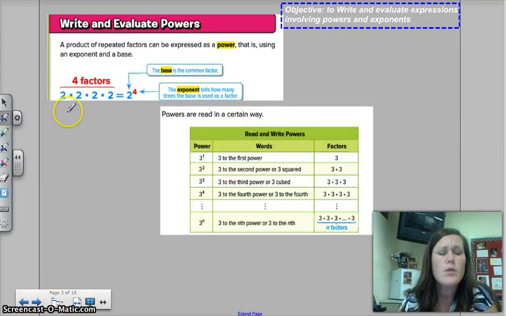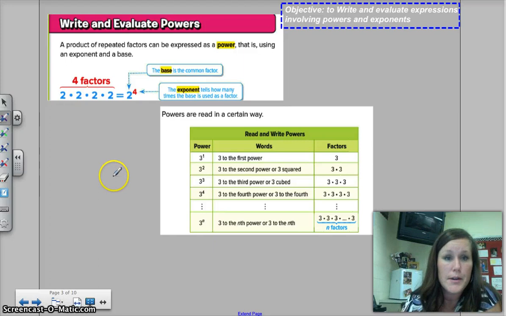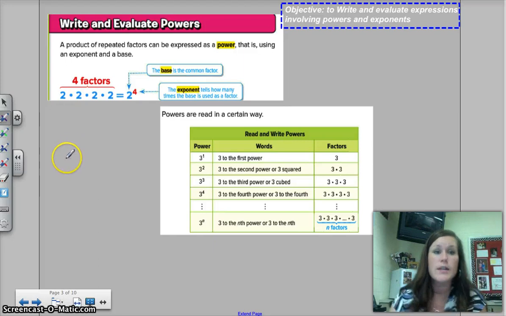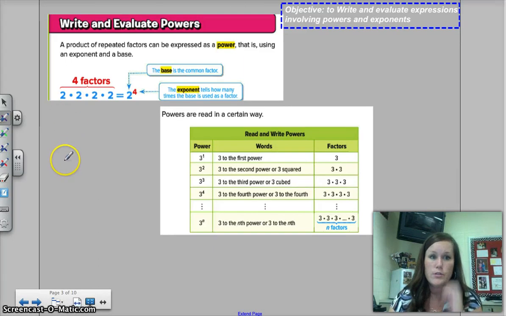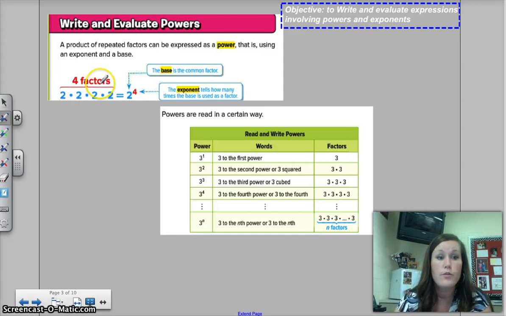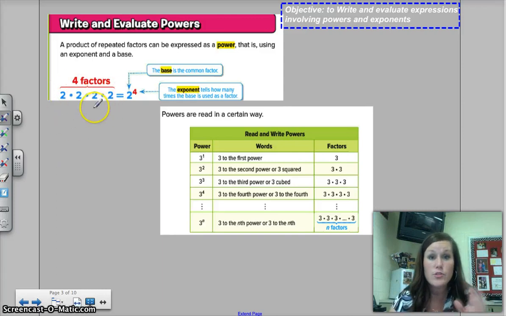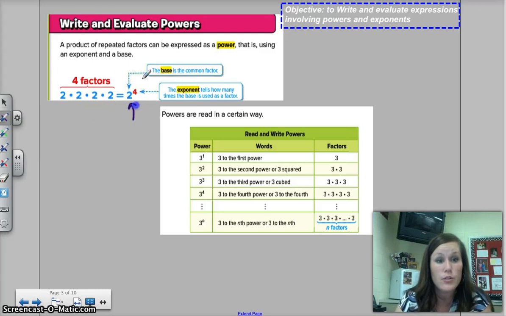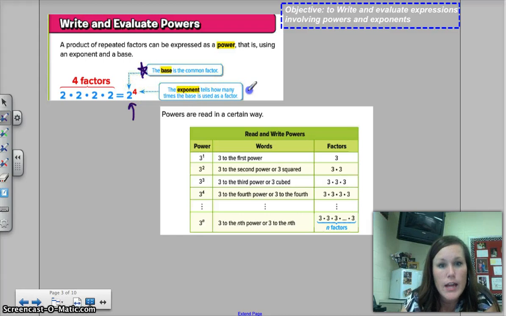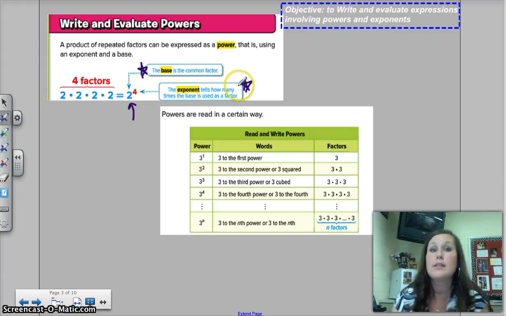All right, what we're really talking about here is powers and exponents. A power is basically repeated factors. So you see here there are 4 factors: 2, 2, 2, 2. Because the factors are all the same, that can be called the base. So the base is the 2, and the 4 is the exponent, and the exponent tells me how many times that base will be used as a factor. So this tells me that 2 is going to be multiplied together 4 times.